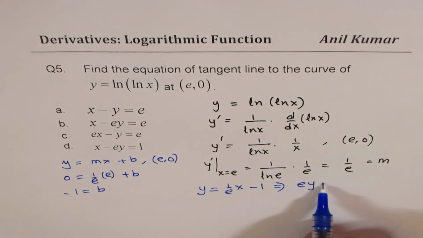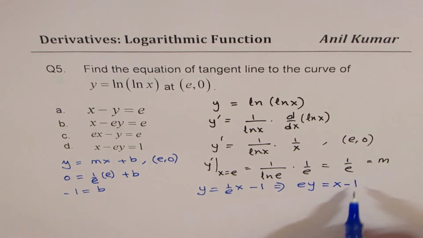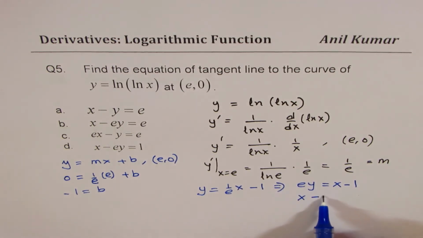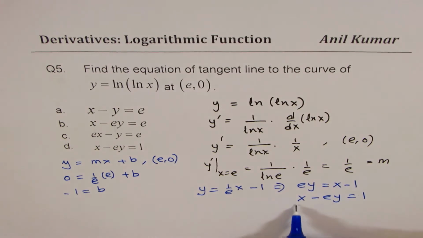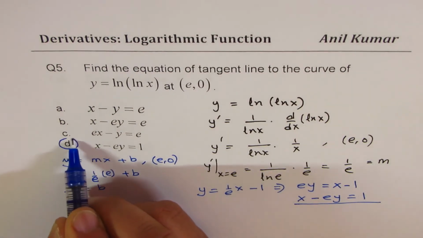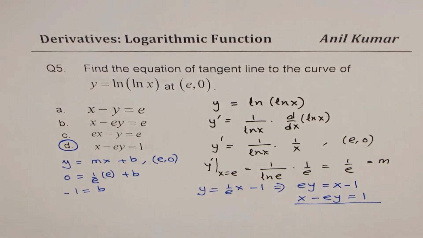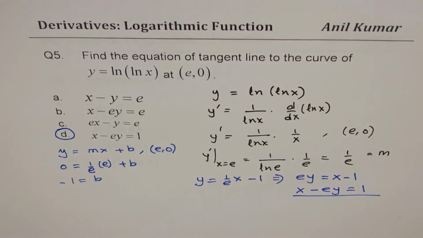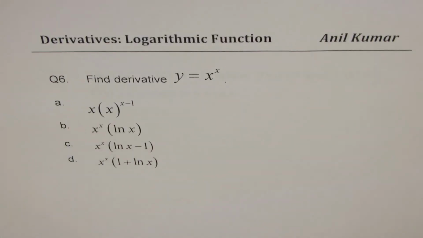I get e^y equals x minus 1. Bringing it to that side, and 1 on the other side, we get x minus e^y equals 1, correct? So that is our answer, x minus e^y equals 1. Option D is the right option for us. I'd like you to go through this once again, see the calculations, correct? I hope it helps to understand how we found that equation.